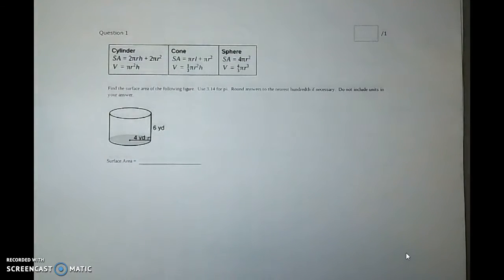We are going to be going over questions from the Topic 26 Skills Test. So the first example says, find the surface area of the following figure. Use 3.14 for pi. Round answers to the nearest hundredth if necessary. Do not include units in your answer.